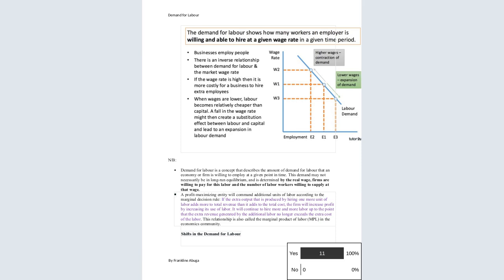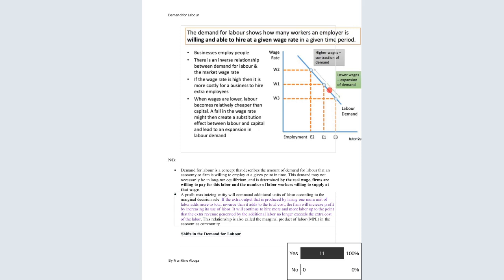And Lydia, you are talking about the graph. We use this graph to illustrate the movement along the demand curve. If you can see W1, can you see W1? If you can, say yes. W1 was our initial wage. We assume that the wages are increasing from W1 to W2. We will have an upward movement.